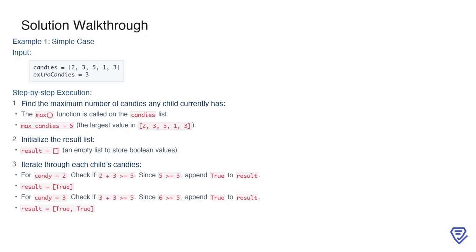Now, we begin iterating through each child's candy count. For the first child, who has 2 candies, we check if 2 plus 3 is greater than or equal to 5. Since 5 is equal to 5, we append true to the result list. For the second child, who has 3 candies, the condition 3 plus 3 equals 6, which is greater than 5, evaluates to true, so we append another true. At this point, the result list is true, true.